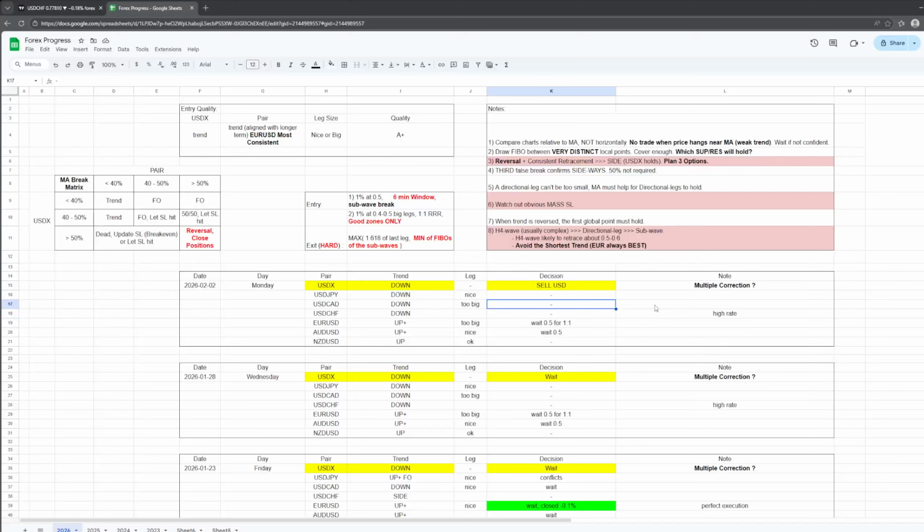Okay, let's write it down. USD Swiss franc trend is down, which aligns with the USD index chart, but because of the high swap rate, I'm not trading it.